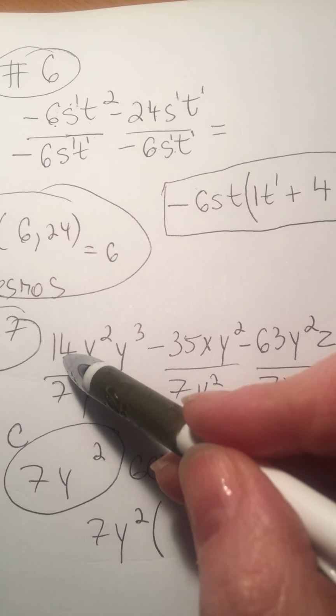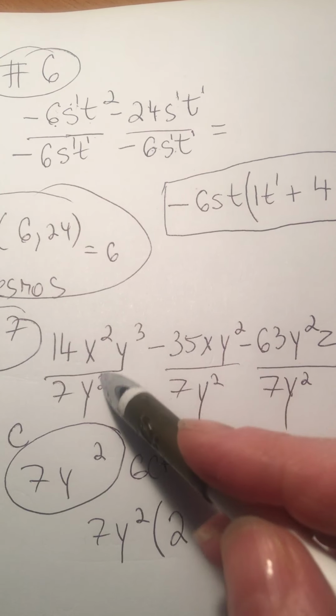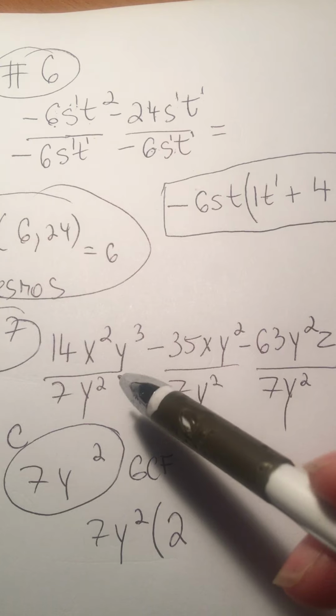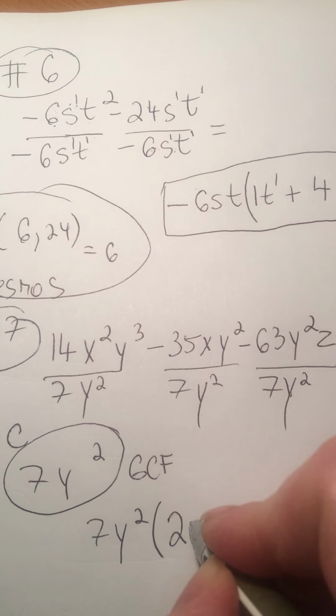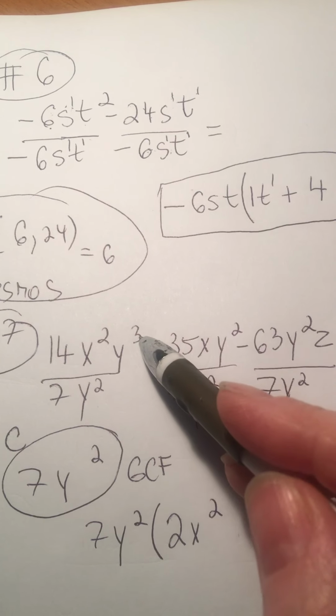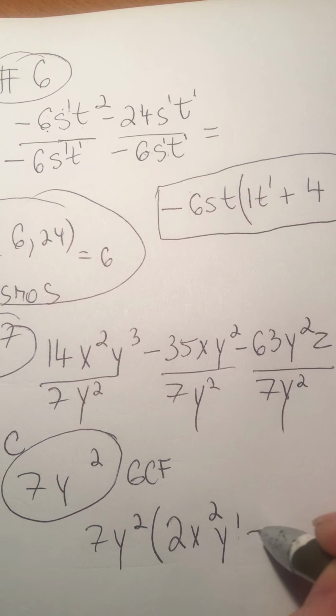So I'm going to put it down. And now 14 divided by 7 is 2. I know you don't have to do this, but I'm going to finish this. We don't have an x, so we just write that in. Now 3 minus 2 is just y to the first power. Now we're done with the first part.